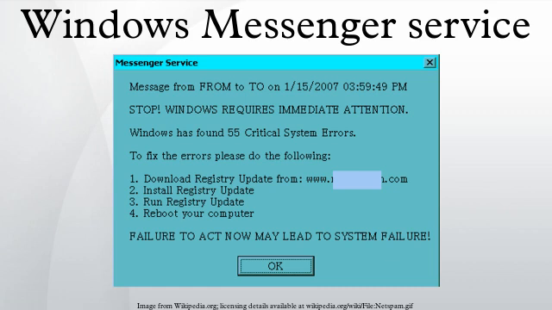Architecture: the Messenger service, unlike many other network utilities included with Windows, uses the NetBIOS protocol. The service waits for a message, then it displays it on screen. The alternative way to send a message is to write it to a mailslot named MESSENGER.